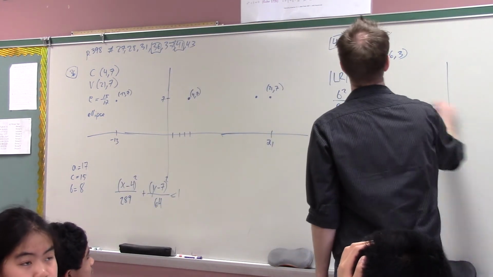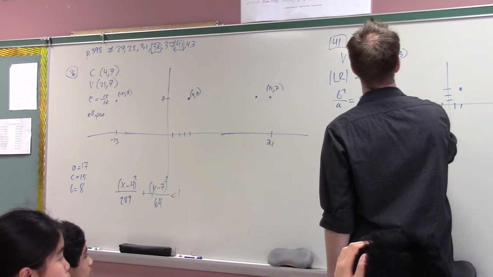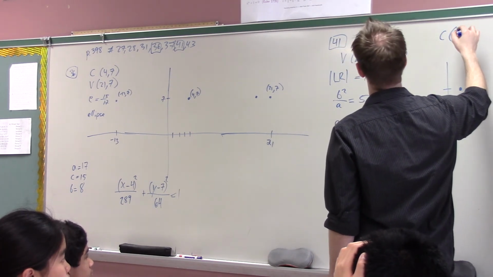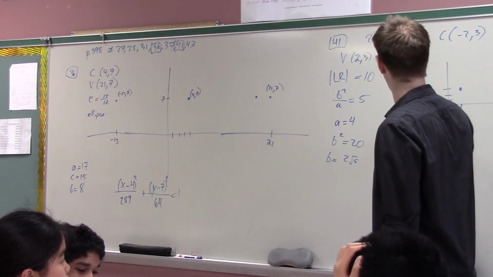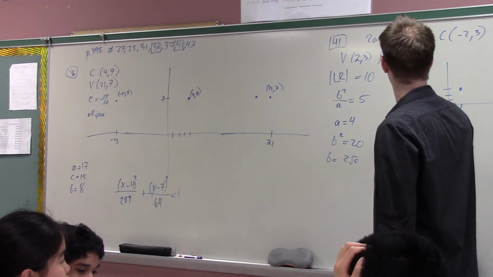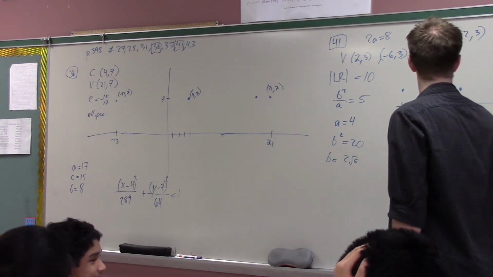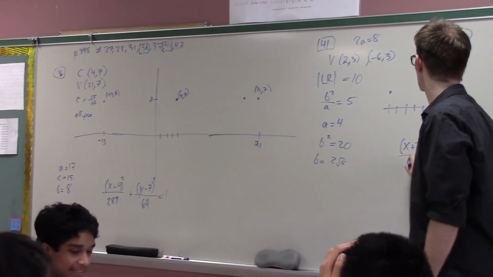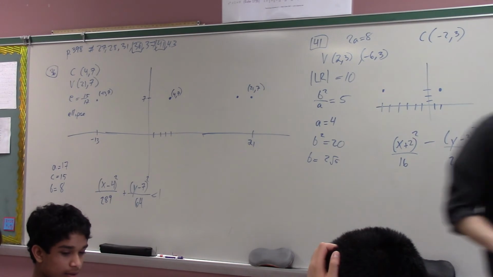And then the center of this thing, if this is 2, 3, and this is negative 6, 3, that means that the center has to be at negative 2, 3, and therefore the equation of the hyperbola is (x plus 2) squared, it's going to be horizontal, minus (y minus 3) squared, over 16 for the x term, and this has to be 20. Good?